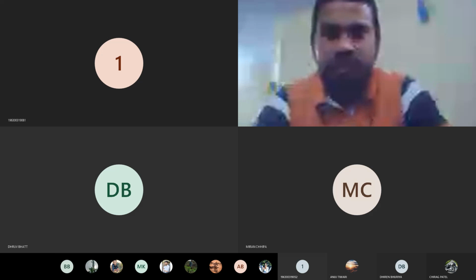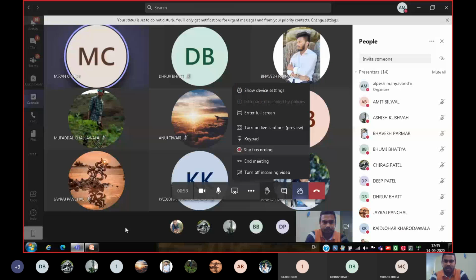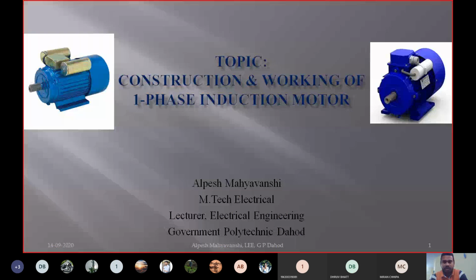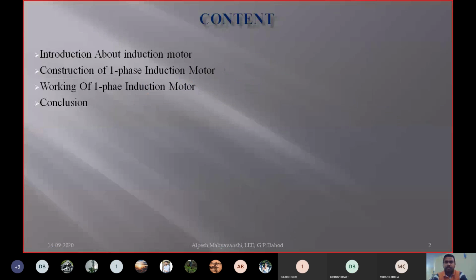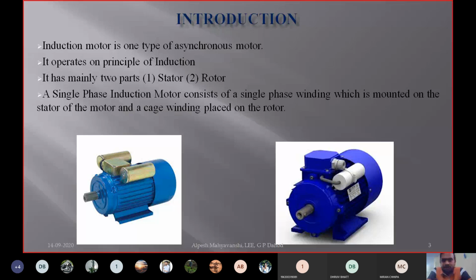Okay, now today we discuss the construction and working of single phase induction motor. Today's content of the lecture is introduction about induction motor, construction of single phase induction motor, working of single phase induction motor, and then we will conclude it. Okay, so introduction about the induction motor.